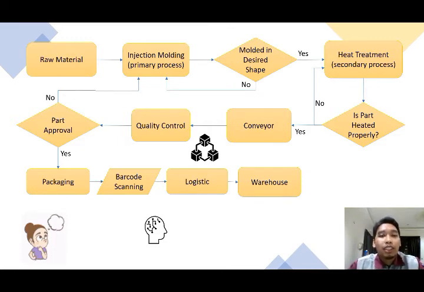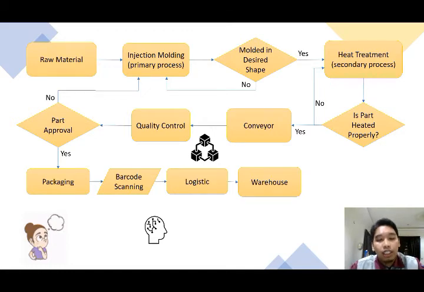Hi, I am Putra and I will be explaining the flowchart of the production process. The product is a hearing protective device called an earplug. We start from the raw material, which is polyvinyl chloride, or PVC. It will undergo the primary process, which is injection molding. The shape of the earplug is determined by the cavity of the mold. The shape must perfectly follow the mold cavity.